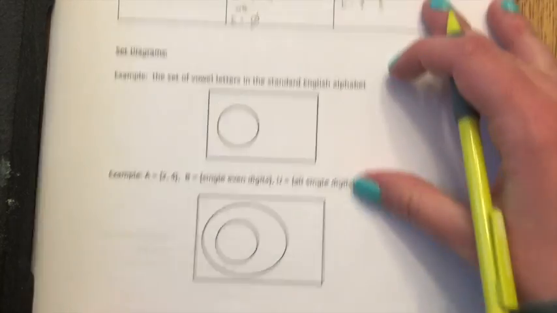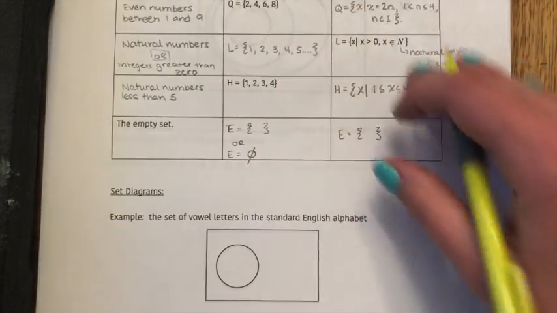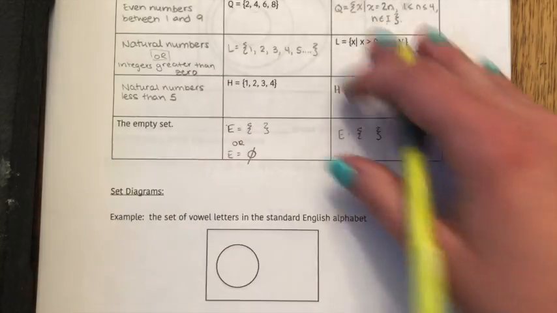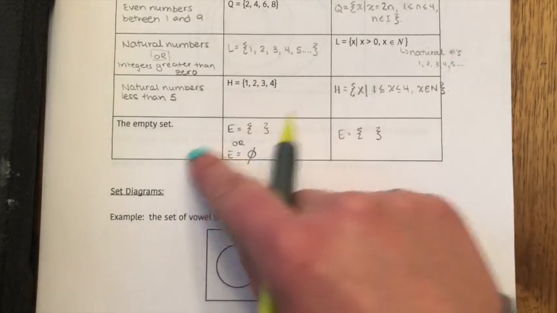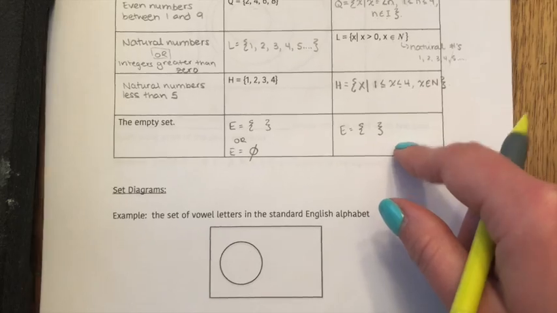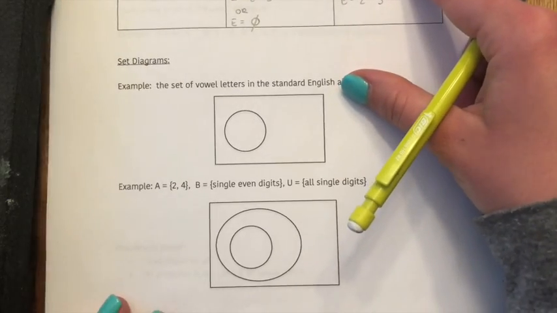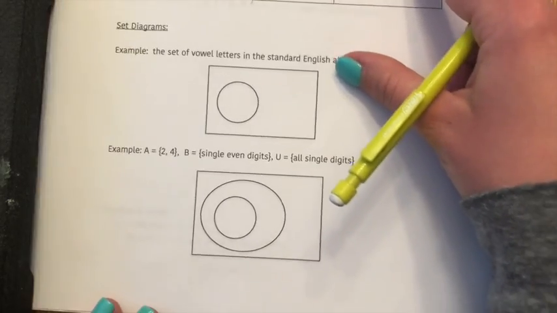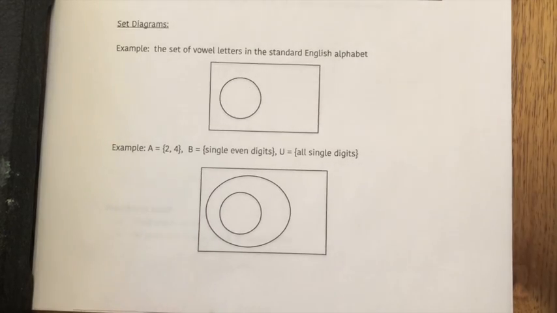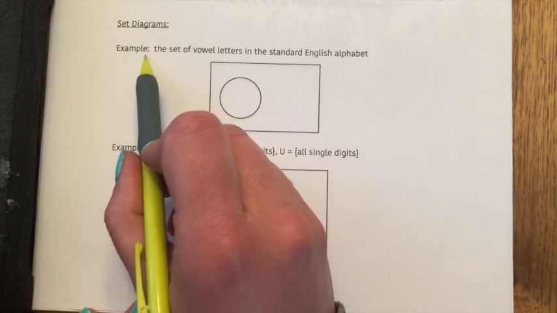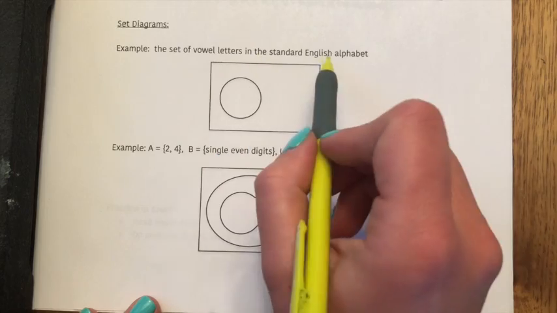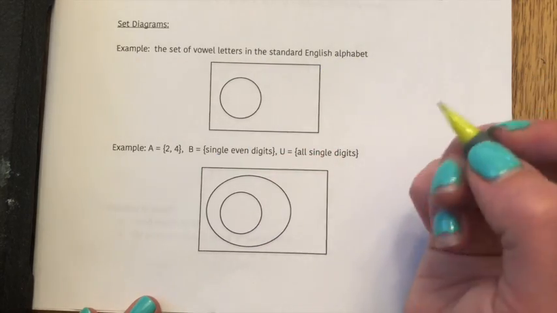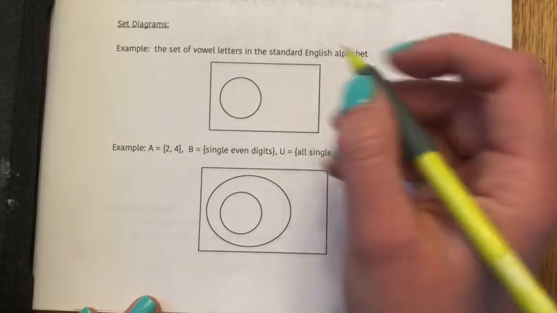So that's one way we can describe these set notations, describe sets, groups of things: words, rosters, or set builder notation. The other way that we're going to look at today is in diagrams. So we're going to use some specific sets for this. For example, the set of vowels in the standard English alphabet. Hopefully you guys know all that. The alphabet, you can sing it to yourselves.